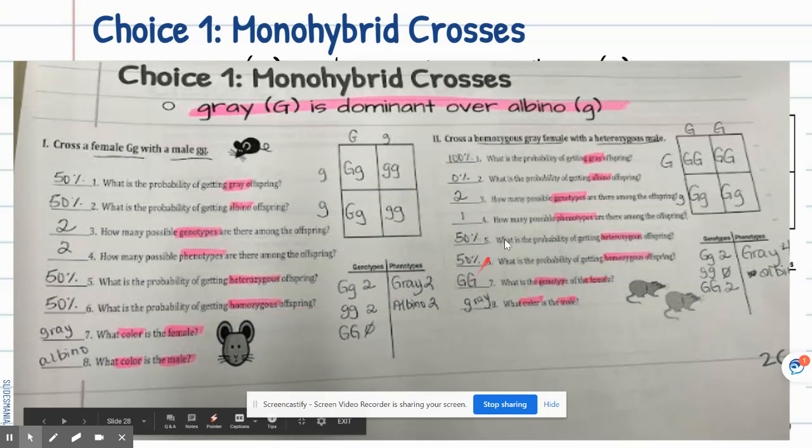For the second one, you are doing a cross between a homozygous gray female, so 2 capital G's, and a heterozygous male, so also gray, but heterozygous. And the Punnett square is here. The genotypes and phenotypes are there. It got cut off a little bit. There are no albino phenotypes. Answers to the questions here. Again, this is the level that I'm expecting you to be able to do for your test coming up in a couple of weeks here.